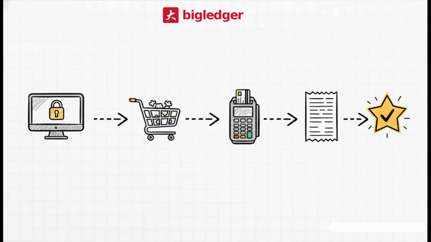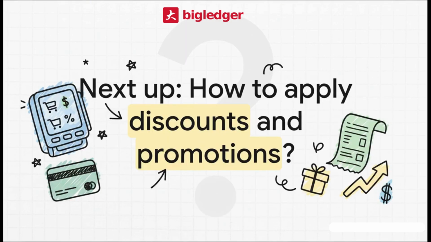And that's it. From logging in all the way to printing that receipt, you now know the entire workflow. You've officially created your very first perfect transaction in BigLedger POS. Congratulations! So, you've totally mastered the basics. But what happens next? What do you do when a customer slides a coupon across the counter or asks about a special sale? Well, in our next explainer, we're going to dive into exactly that, how to handle all kinds of discounts and promotions. See you there.